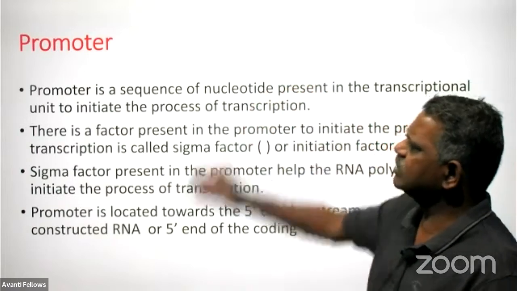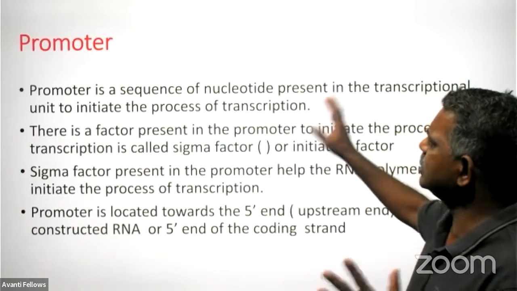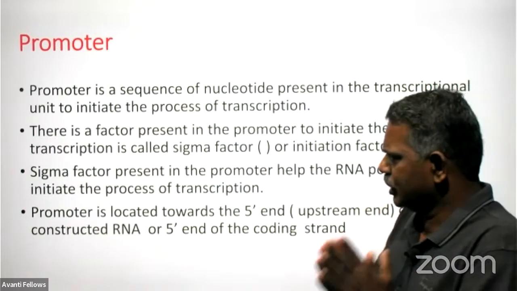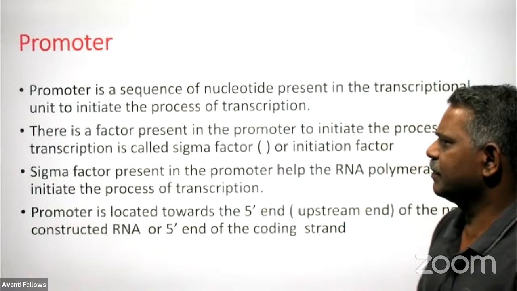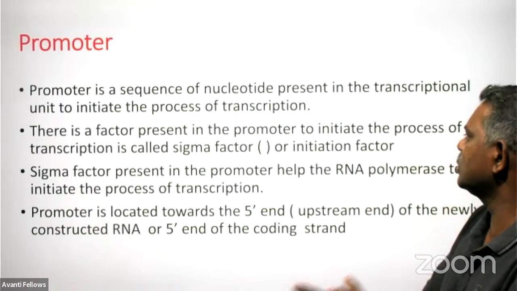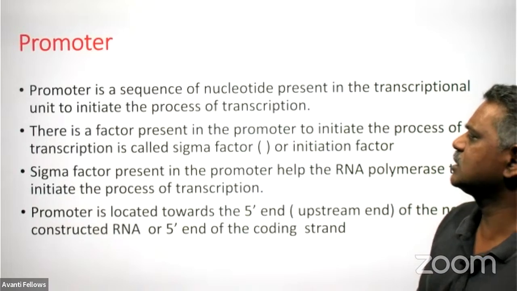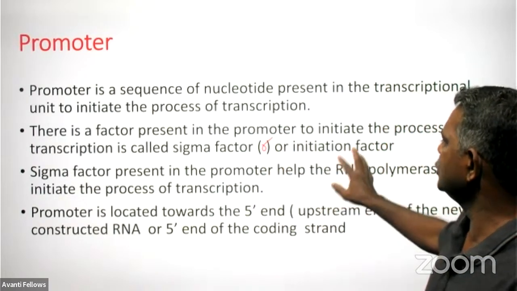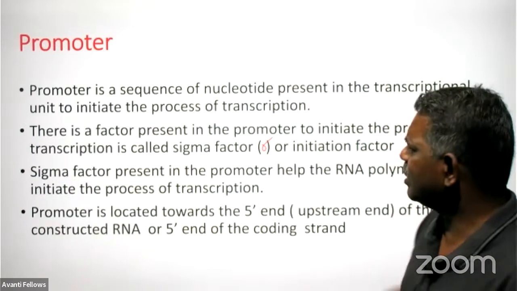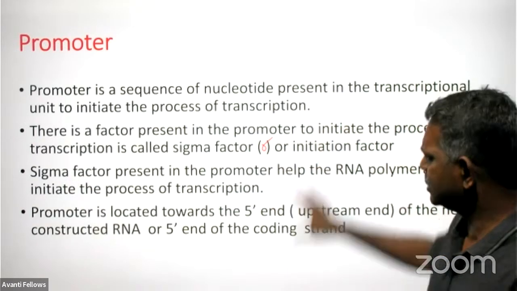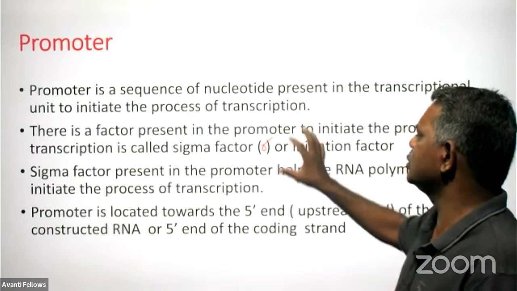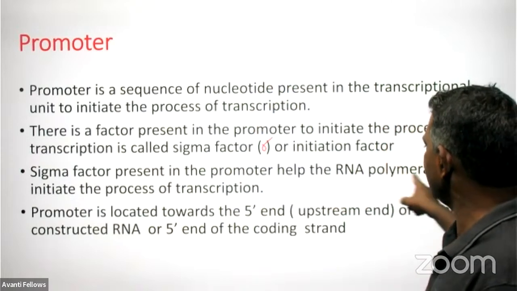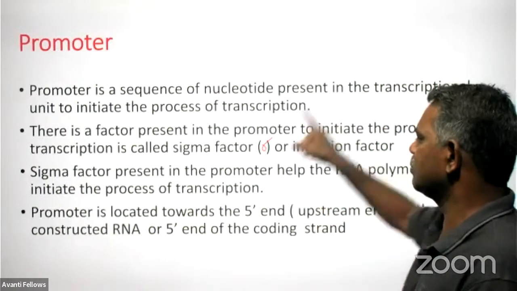So come to the details of the promoter. It is the sequence of nucleotides present in the transcriptional unit only to initiate the process of transcription. There is a factor present in the promoter to initiate the process of transcription. It is called the sigma factor or initiation factor. What is the role of the initiation factor? That sigma factor or initiation factor present in the promoter region helps RNA polymerase to initiate the process of transcription.